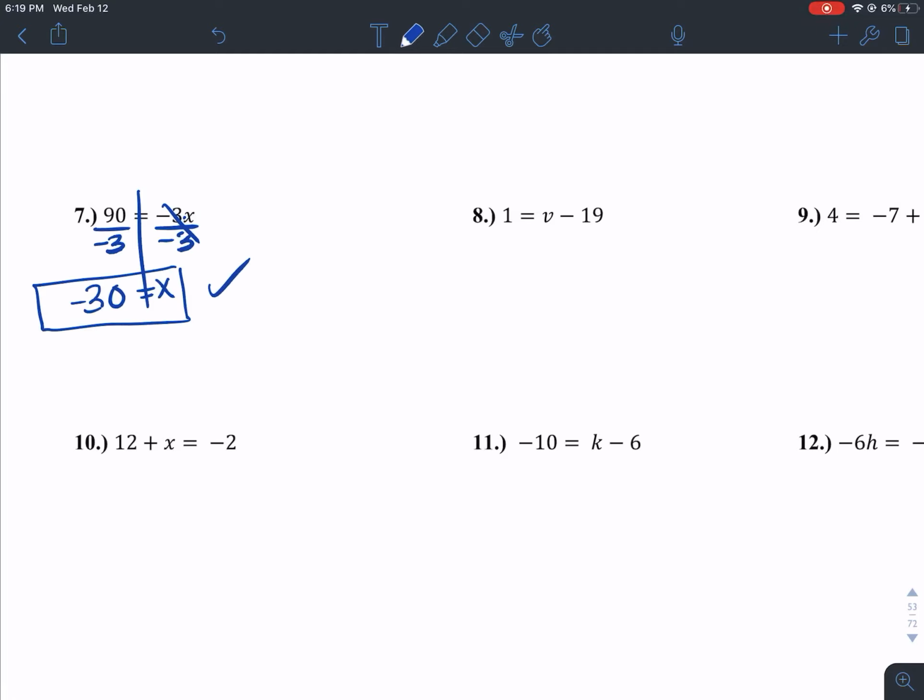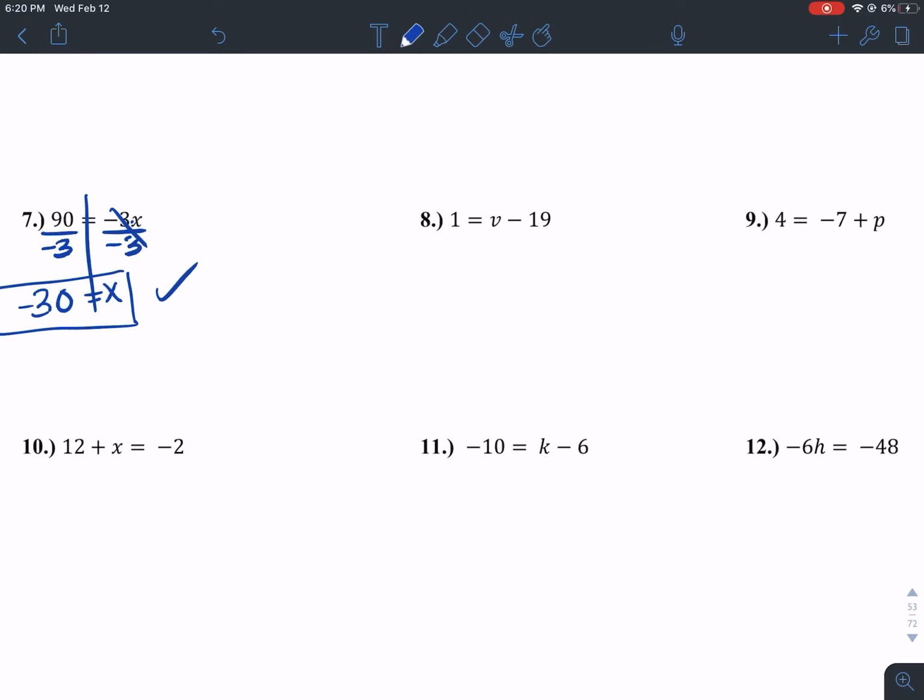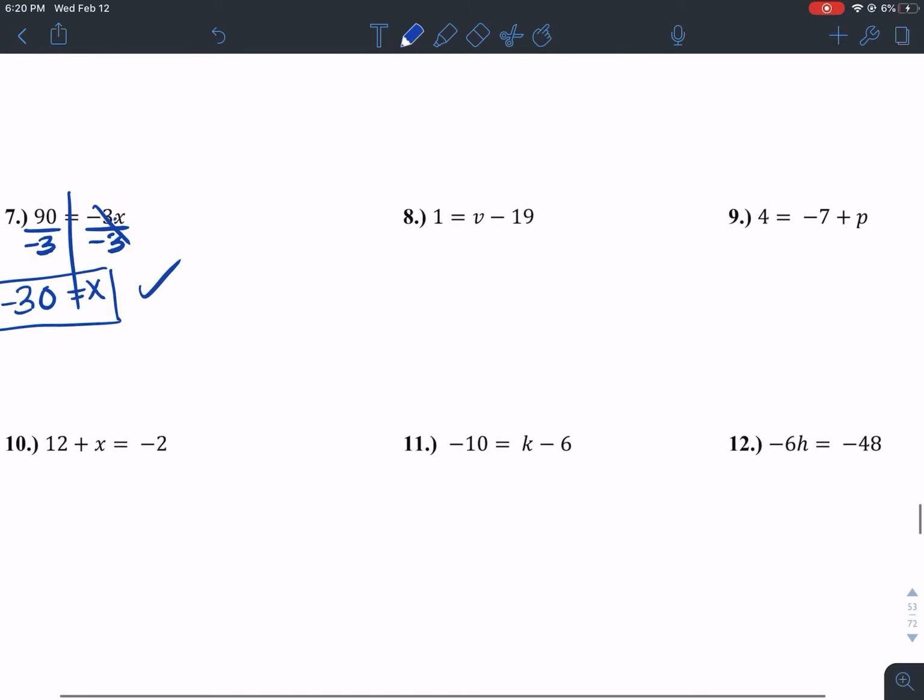Always ask yourself that question. It makes it so much easier to check if your answer is right. And you can just check it yourself. You don't have to ask me if it was correct. Let's go to number 9.